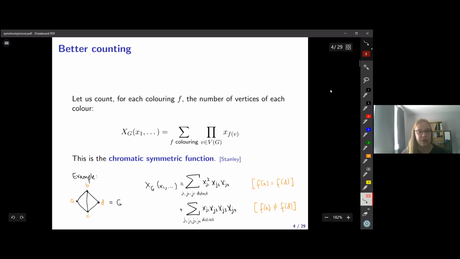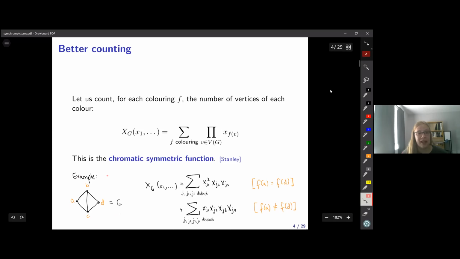And this definition is due to Stanley, and here's a very simple example where we can explicitly compute the thing. If you look at this graph G over here, then you will see that essentially there are 2 ways to color it. You can give A and D the same color, or you can give them different colors. And essentially, up to renaming the colors, these are the only 2 things you can do.